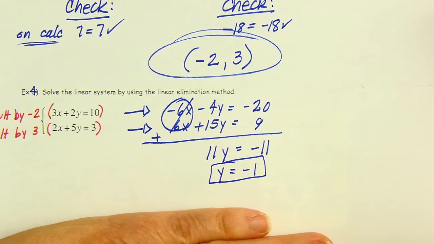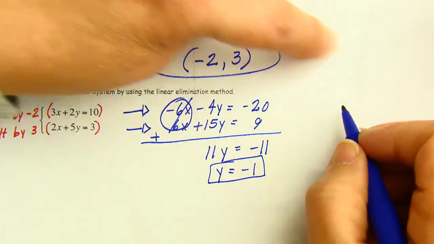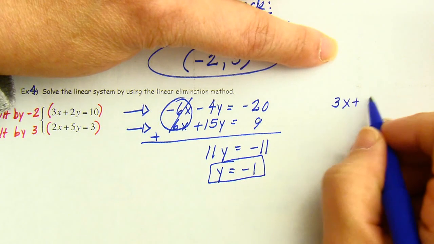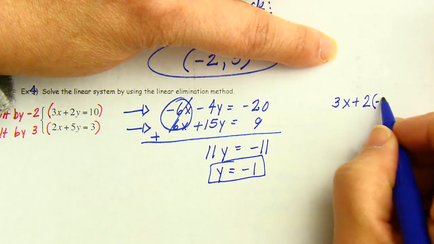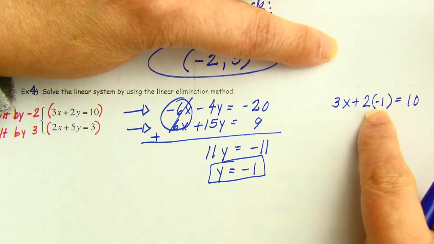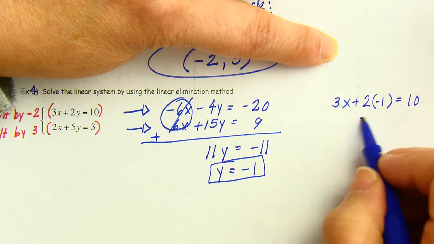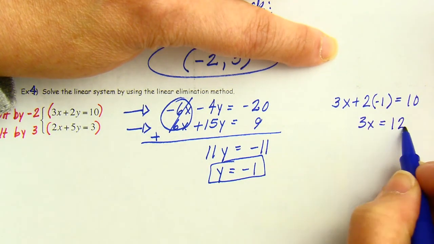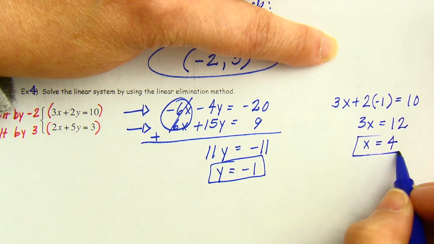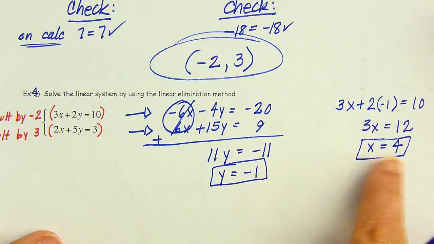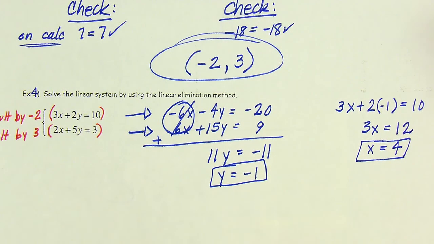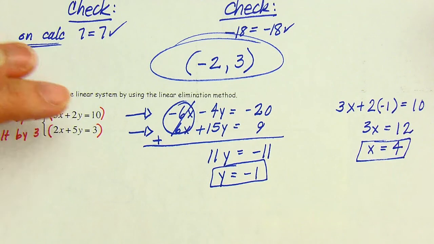I chose, again, to use the top equation. 3 times x, because I don't know what x is, I found y this time, plus 2 times y is negative 1, equals 10. This is negative 2, and when I add it to the other side, I get 3x equals 12. Divide, x is 4. Now be careful when it's backwards like this. You know, my ordered pair is 4, negative 1. Okay, not negative 1, 4. So be cognizant of that.